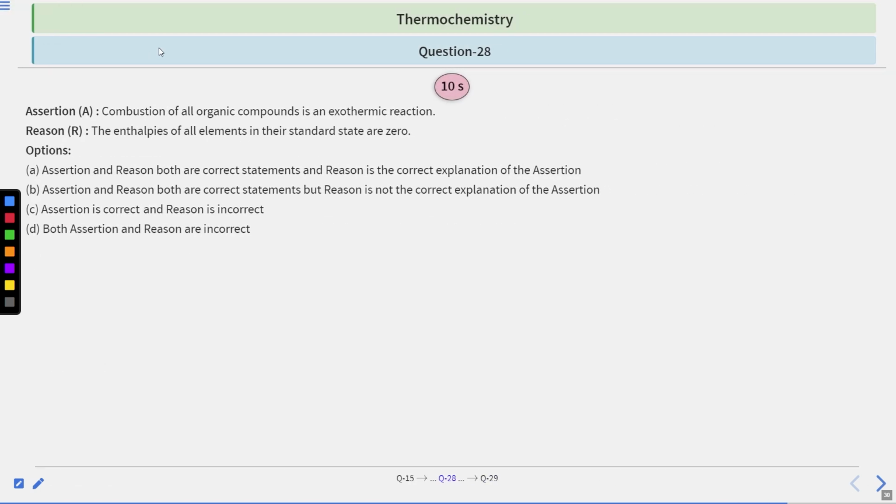Let's move to question number 28. We have been given an assertion and reason. Assertion: combustion of all organic compounds is an exothermic reaction. Reason: the enthalpies of all elements in their standard state are 0. Options: A. Assertion and reason both are correct statements, and reason is the correct explanation of the assertion. B. Assertion and reason both are correct statements, but reason is not the correct explanation of the assertion. C. Assertion is correct and reason is incorrect. D. Both assertion and reason are incorrect. So you have 10 seconds to solve this question. After that, we will see the answer.